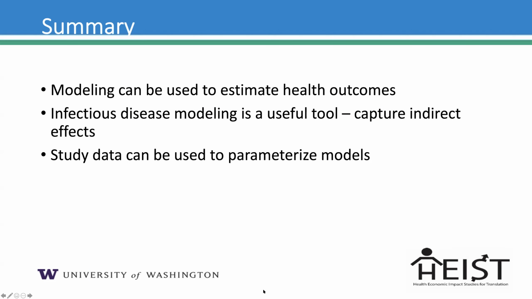So I'll end here with the summary where I started, that modeling can be used to estimate health outcomes. Infectious disease modeling is a useful tool for capturing indirect effects, such as herd immunity. And we can use study data to parameterize models. And I want to recommend that where possible, there is really close interaction with empiric data collection so that the models are most useful. It's also really fun to work directly with study teams, but it's not always required.